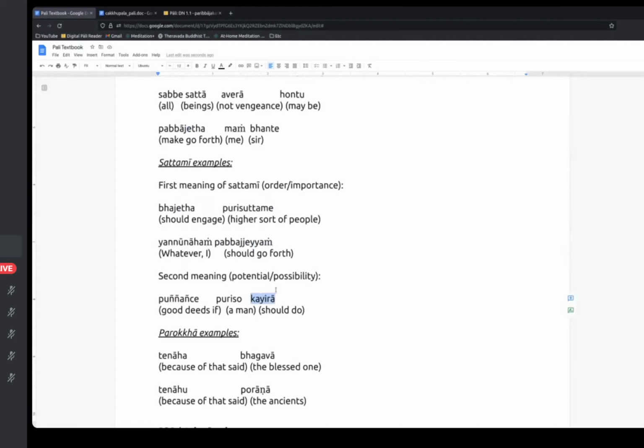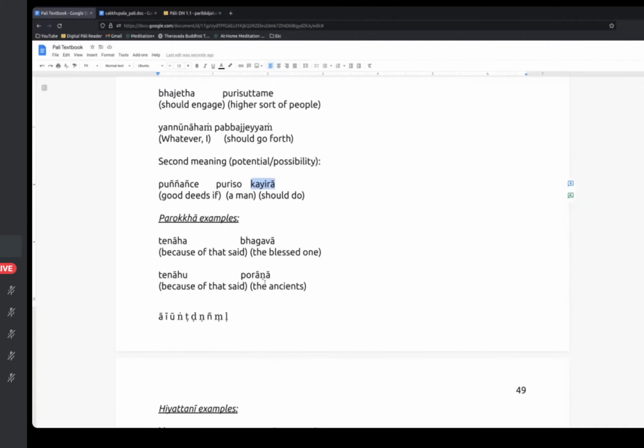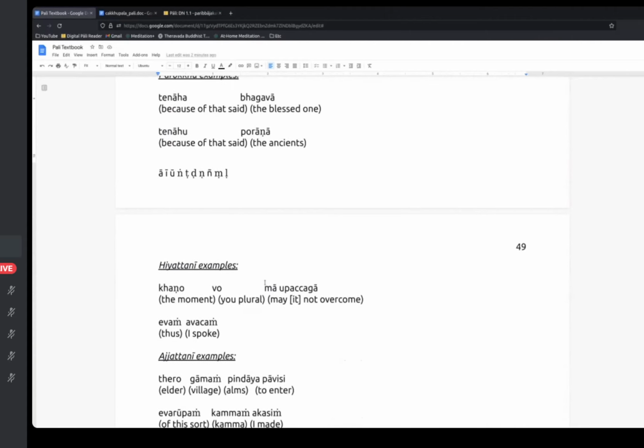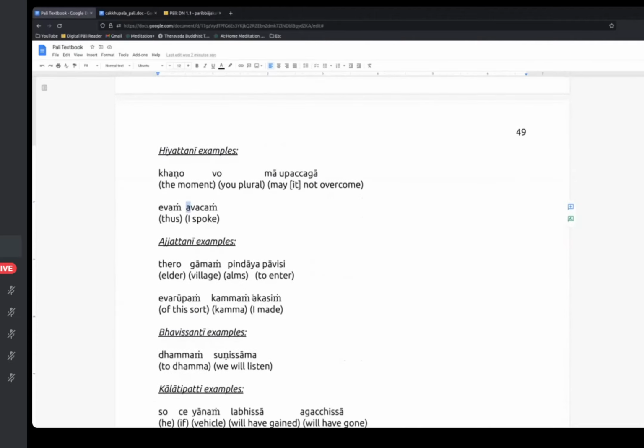If a purisa should do punya, so if they should do. As for the past tenses, I'll leave these up to you. I don't have much to say, except here's another example. Short a at the beginning. Here's a short a at the beginning.